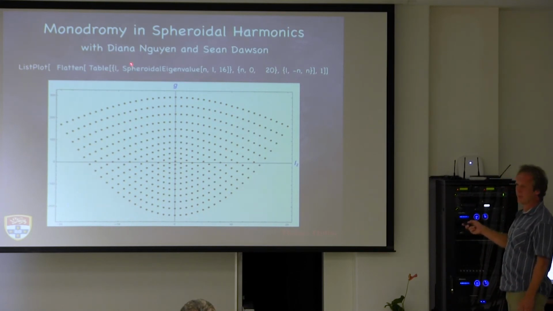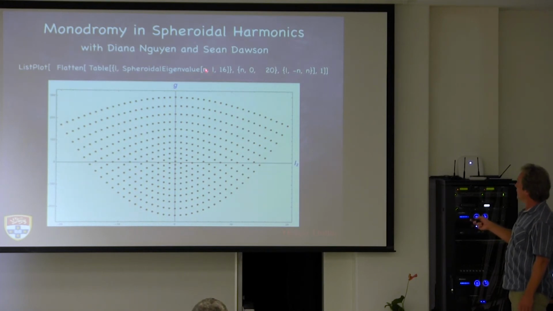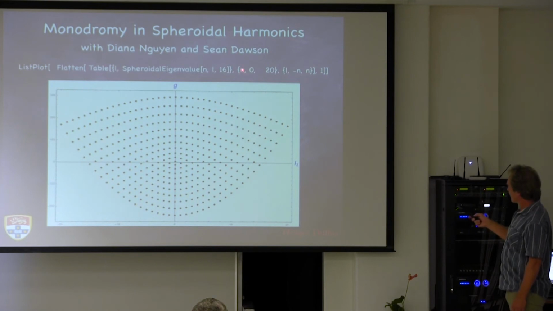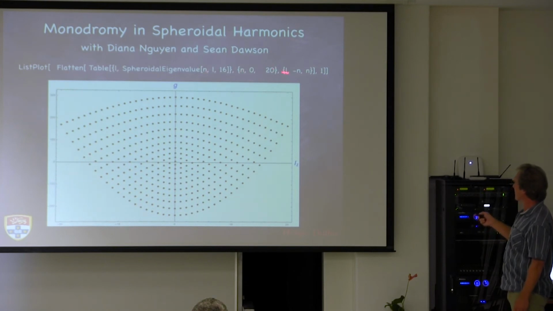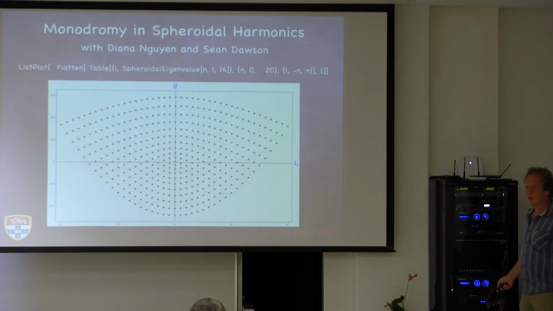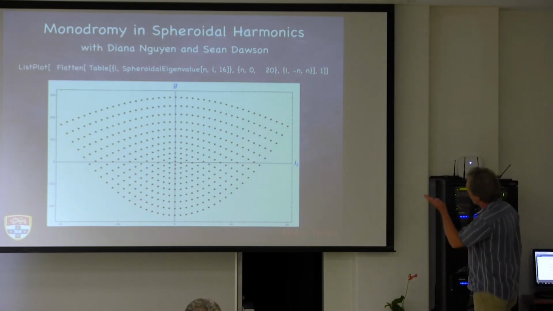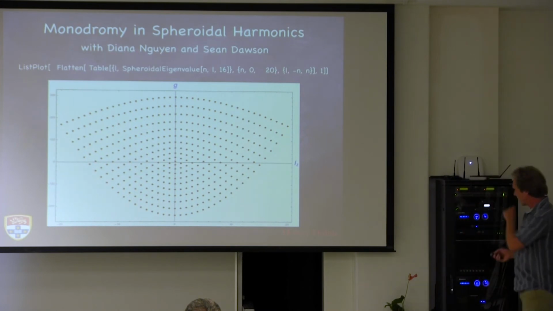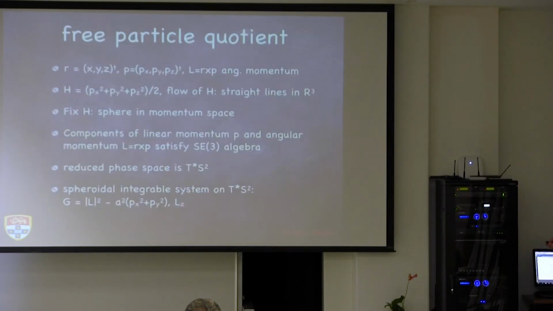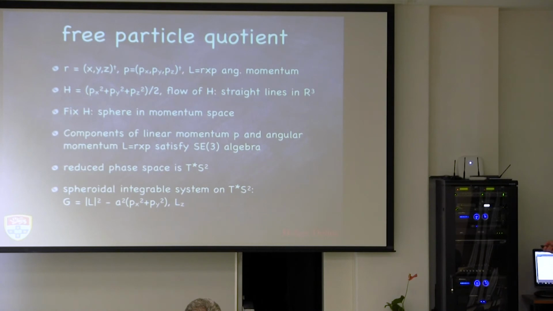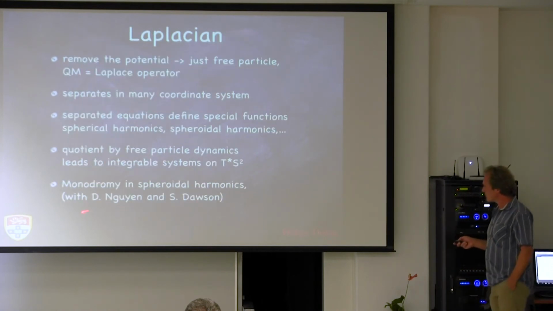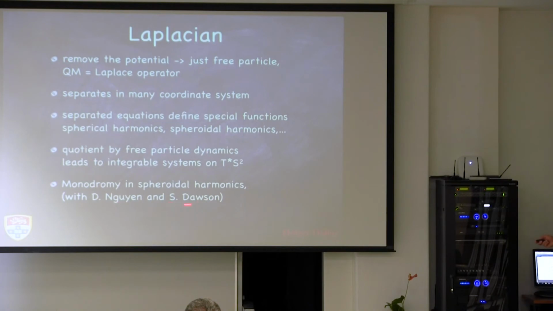So you just make a table of these spheroidal eigenvalues. Here you're letting one of these go from 1 to 20, the other one goes from minus n to n, and then you plot all these points, and you see a joint spectrum of two commuting operators that has quantum monodromy. And this is the quantum monodromy in the spheroidal dynamics. This is work that I've done with my students Diana Nguyen and Sean Dawson.